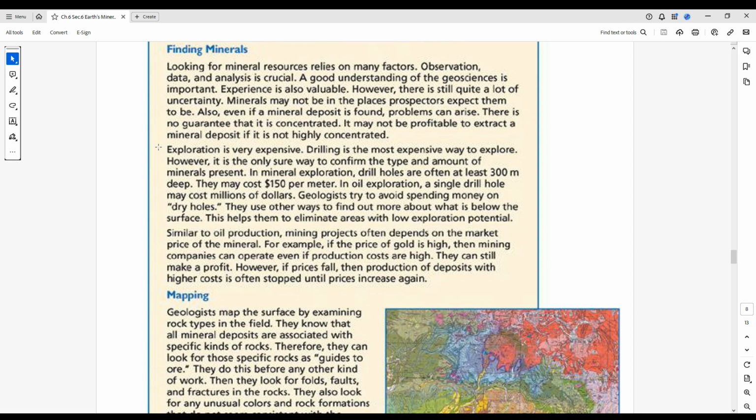Geologists try to avoid spending money on dry holes. They use other ways to find out more about what is below the surface. This helps them to eliminate areas with low exploration potential.